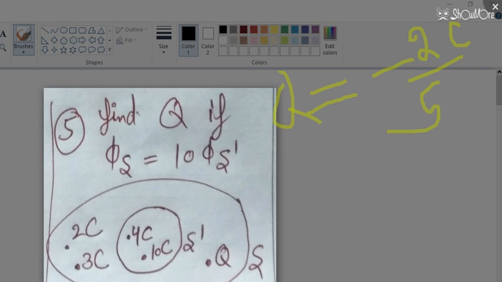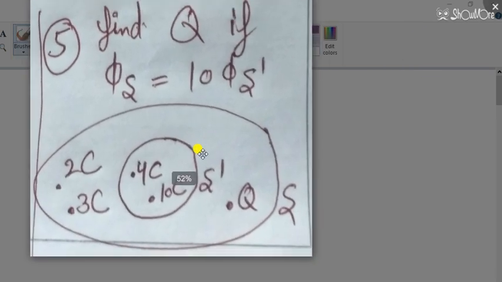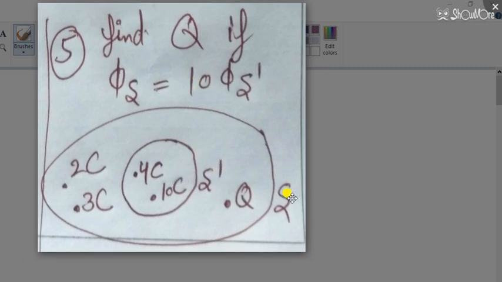This is the last question we have, and we have to find the value of q if phi s equal to 10 times phi s dash. So now solving it, phi s is what? Phi s is 1 by epsilon naught. I am not writing 1 by epsilon naught because it gets cancelled. Okay, let's write first, then we will understand. This is 1 by epsilon naught.